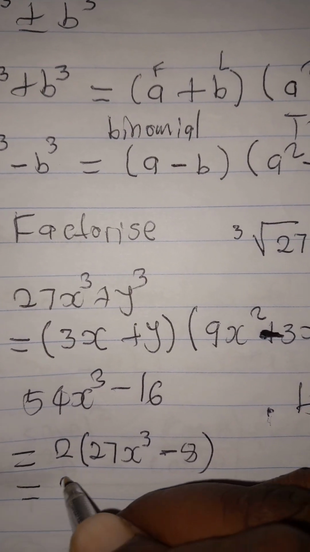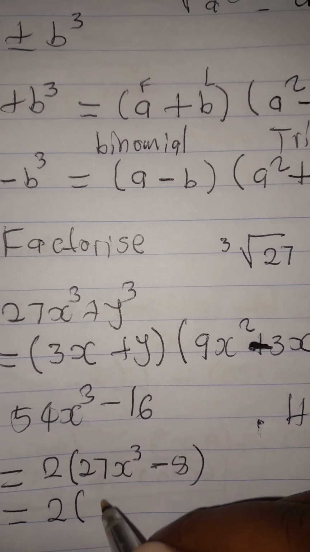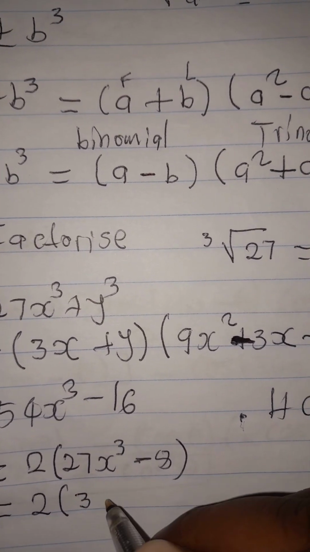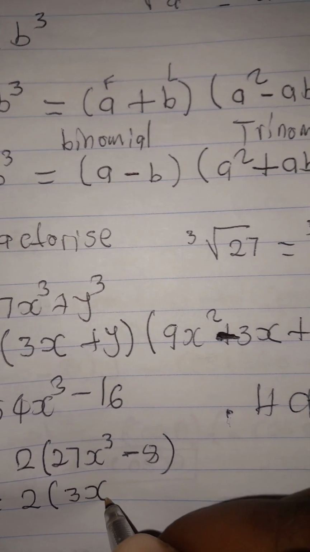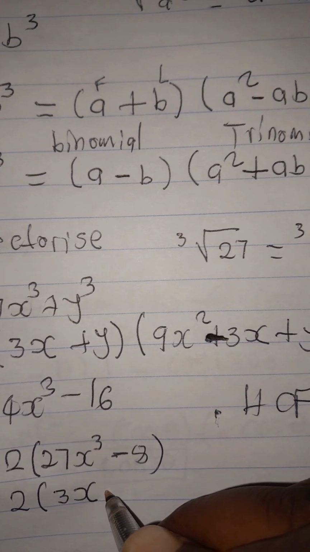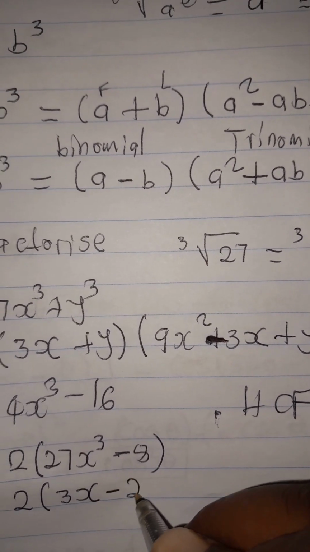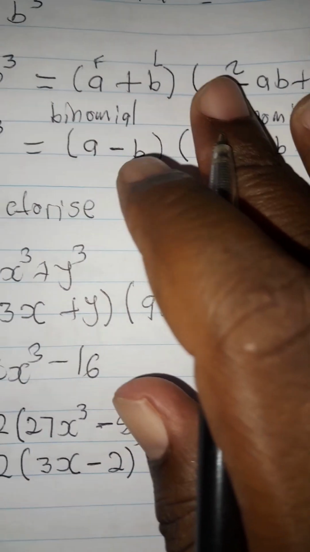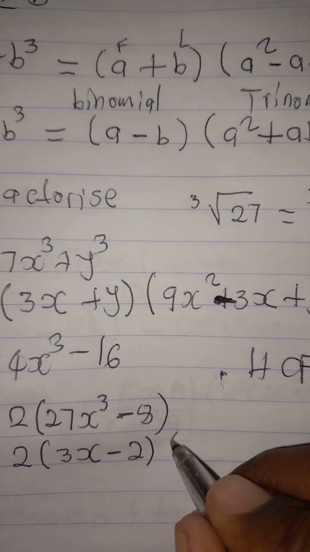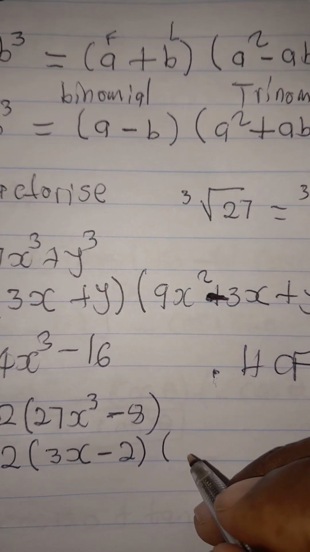Okay, let's continue further. What is the cubic root of 27? That's 3. Cubic root of x cubed will be x. Cubic root of 8 will give you 2. Okay, right. Then what are we going to do? We already have our binomial.